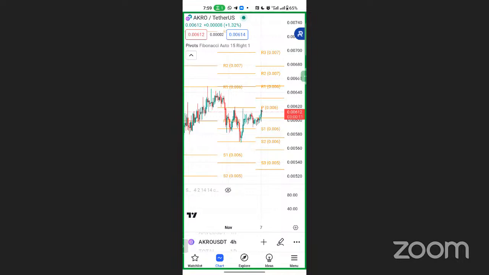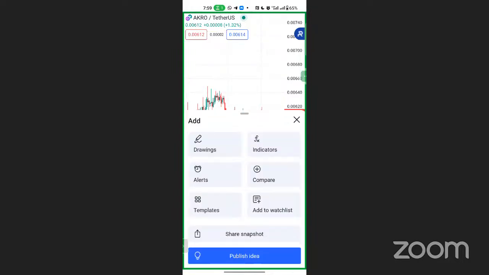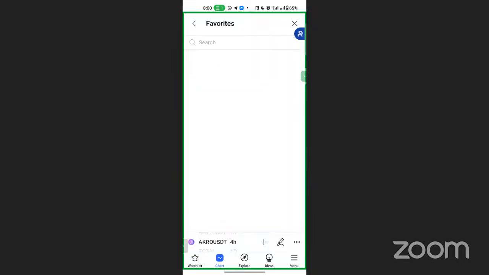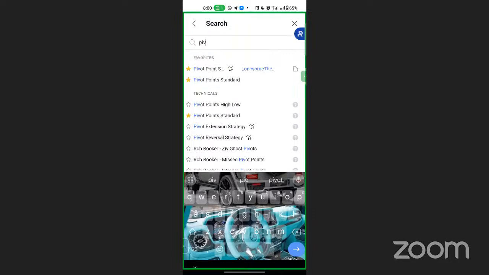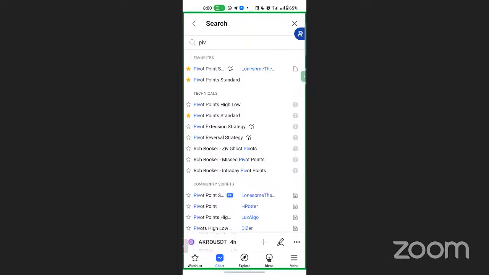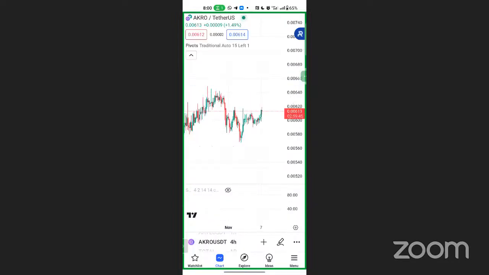So pivot points, when you tap on them, how do you enter this indicator on your screen? You tap on the plus sign, and then you tap on FX indicators. Then you go to technicals and write in the word pivot points. And when you are choosing, please choose the pivot point standard. When you tap on it once, it will get into your screen.